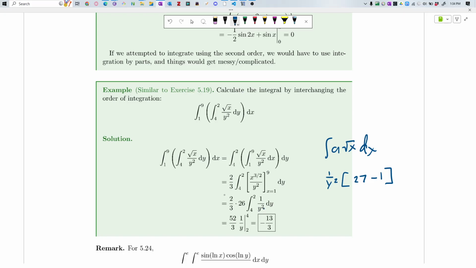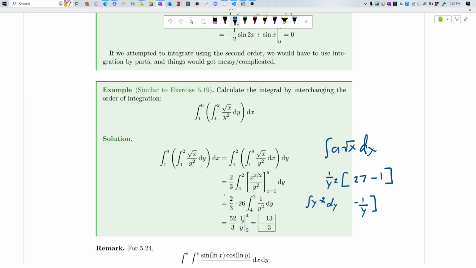Now we integrate this 1 over y squared, so that is y to the negative second power. When you integrate that, dy, you get negative 1 over y, and then evaluate. Yes, so that's why I end up flipping the evaluation. See, from 4 to 2, it became 2 to 4. That's because I'm absorbing that negative that popped out from integrating this y to the negative second power.